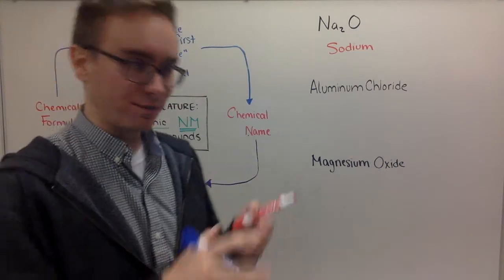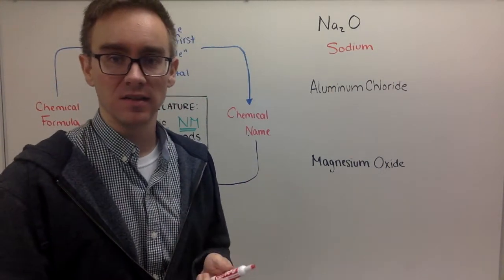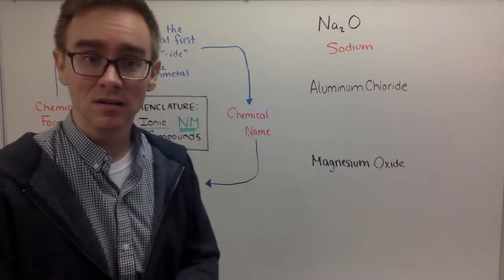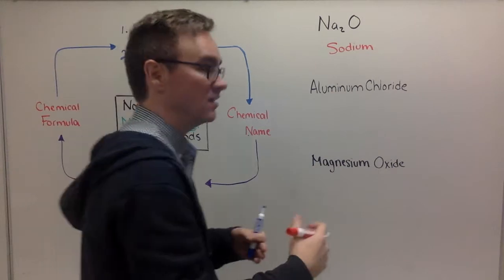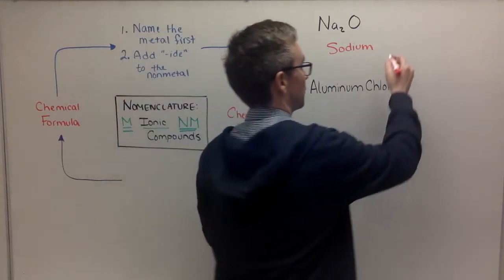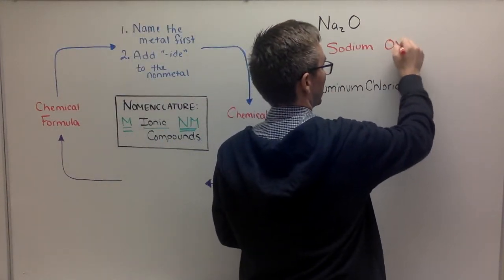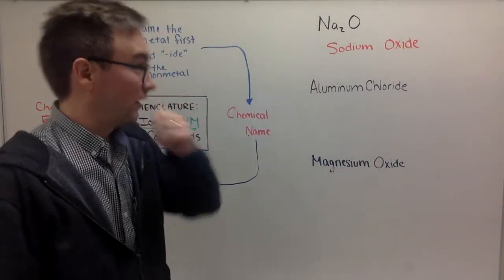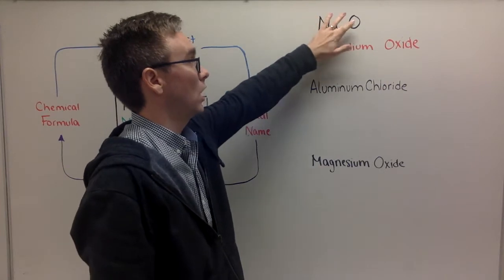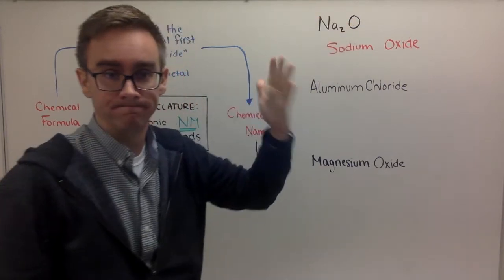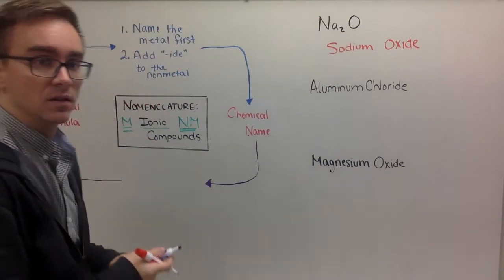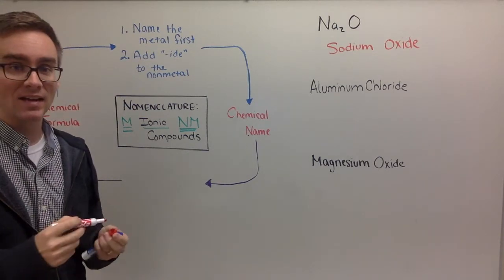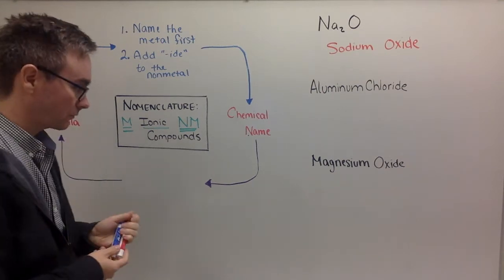Some of them are a little bit easier. Fluorine to fluoride is pretty easy. Oxygen, it's not oxygenide, it's oxide, because you have to take off the end part and add the IDE. I will help you as we go through some of these practices. But I have sodium oxide. So this right here, Na2O, is sodium oxide. Pretty straightforward, pretty easy. Two steps: you name the metal first, and add IDE.